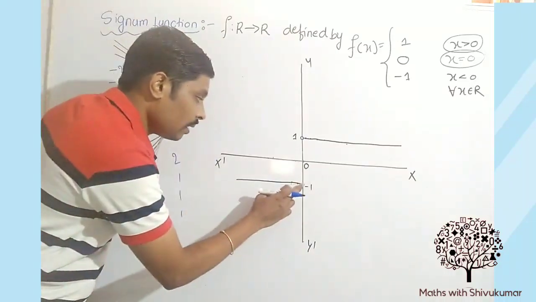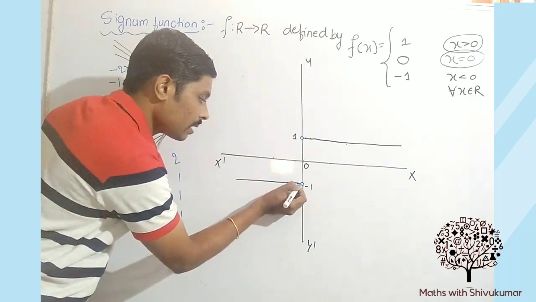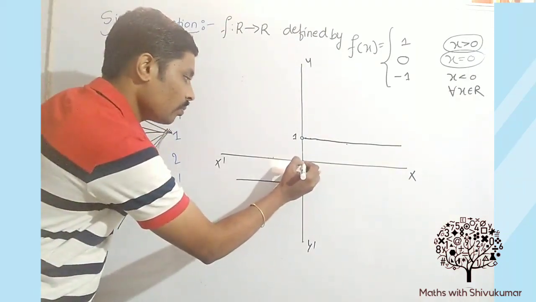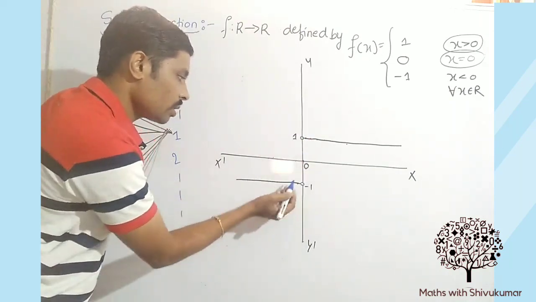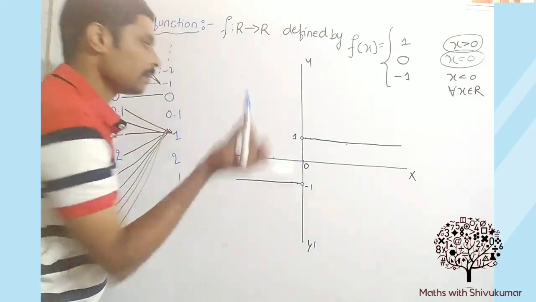Similarly, look here, here also we will make a blank circle. Why blank circle, students? Because the value is present here at this point. So here value is not present, here value is not present. If you take any value less than 0, then the value is present here.